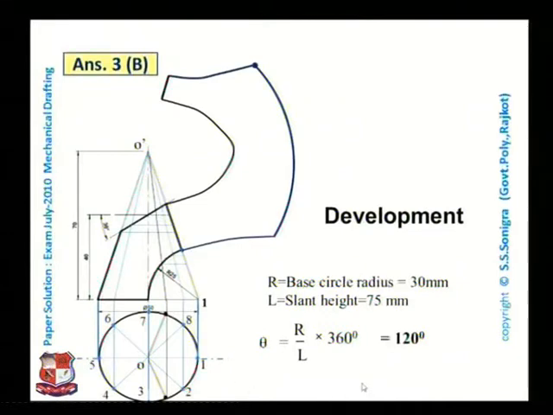This calculation, or mention this calculation in the drawing sheets. Theta is equal to 120 degree.